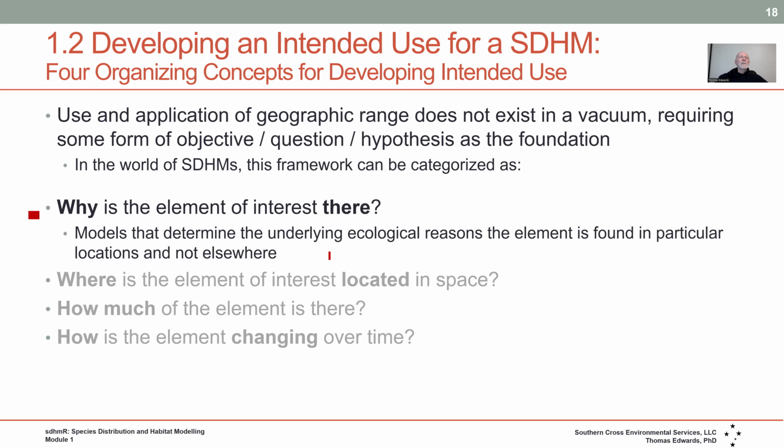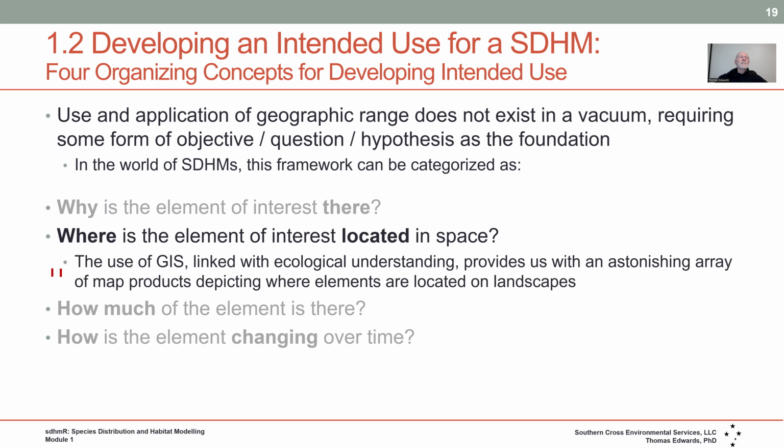Why is it there? Oftentimes, the underlying ecological reasons the element is found in particular locations and not elsewhere. Where? This again is the use of GIS linked with ecological understanding. And there's an astonishing array of map products that we can use to depict where elements are located on landscapes.